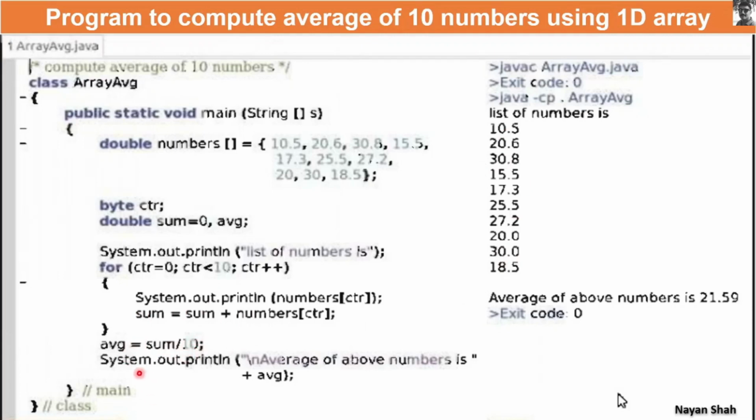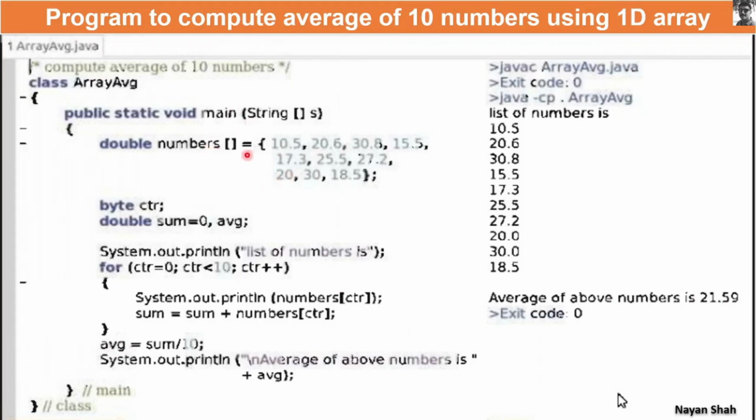And then we are printing System.out.println with backslash n, that is a new line. We are pressing enter, that means before printing, and then what we are printing is "Average of above numbers is", a blank space before the double inverted comma, and then plus avg. So the value of avg, whatever calculation is here, that is 21.59. So that is how we are calculating the average of 10 numbers which are stored in an array.